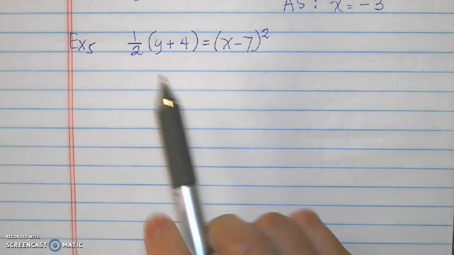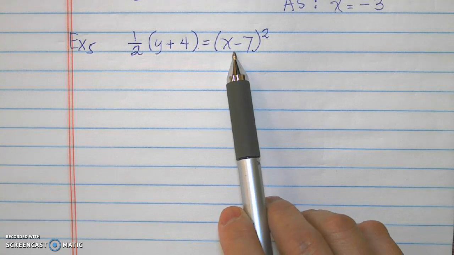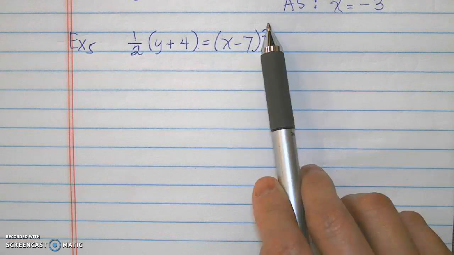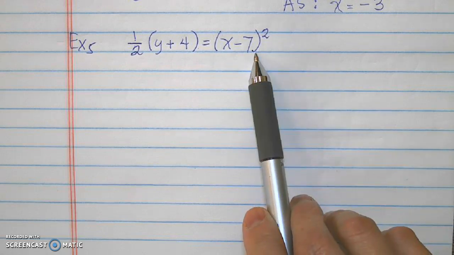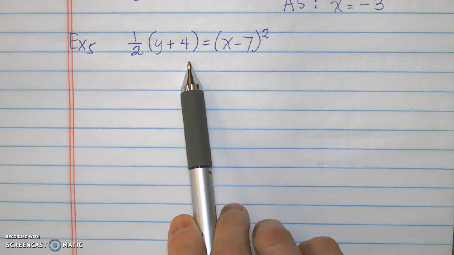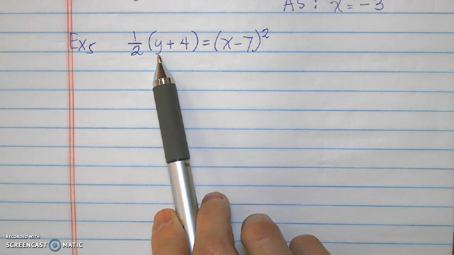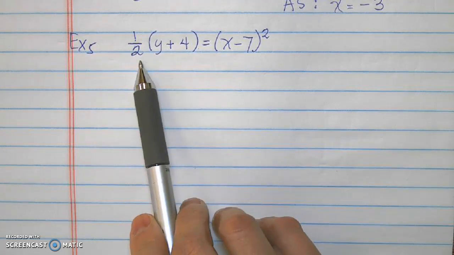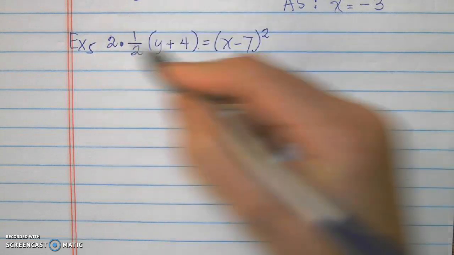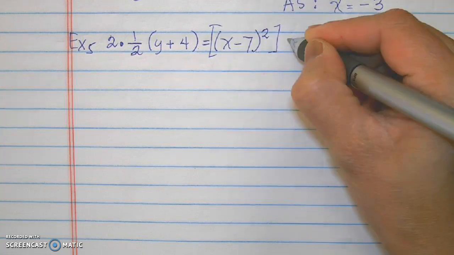Example number 5, 1/2 parentheses y plus 4 parentheses equals parentheses x minus 7 close squared. Now, this is a wonderful sight right here because it's partly looking like the vertex form already. All we need to do is to settle this side and make sure that it's y that is alone. Okay, to get the y to become alone, the first thing I will remove is the 1/2, and to get rid of that, I will multiply this by 2. Whatever I do on this side, I do on this side.